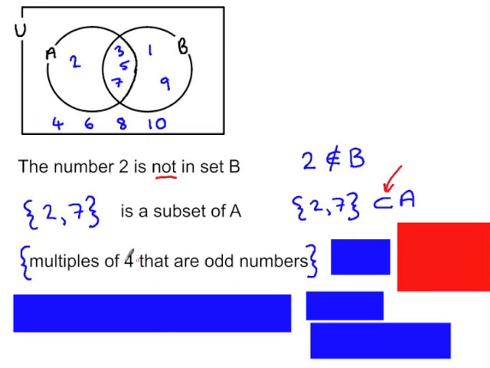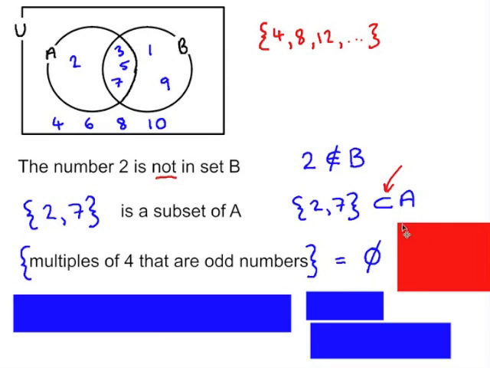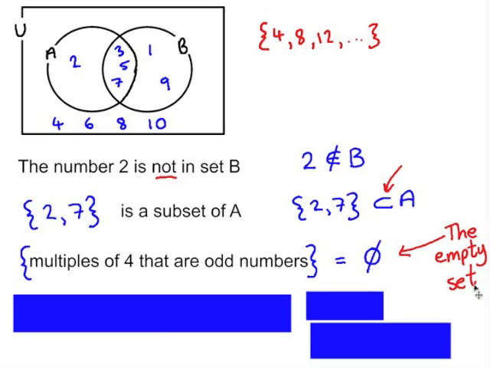Next we're considering a set which is not part of this example, the multiples of 4 that are odd numbers. Let's think about that. We have a set consisting of multiples of 4: 4, 8, 12 and so on. So this is the set of multiples of 4, and none of them are odd numbers. We have a symbol for that which looks like a 0 with a line through it, and this symbol is called the empty set. It's the set that has no elements.